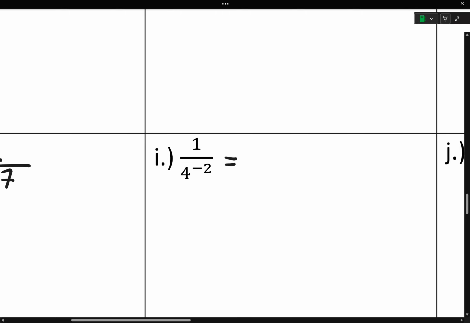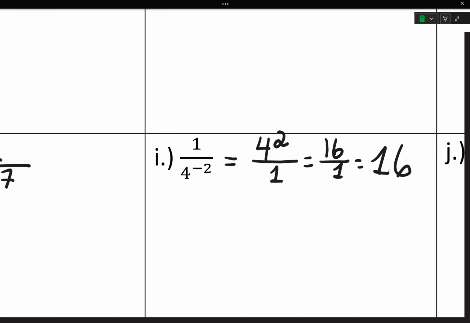Letter I. I'm going to make the fraction line. I'm going to take the negative exponent from the bottom. I'm going to put 4 to the positive 2 on top. 4 to the power of 2 is 16. 16 over 1 is really just 16.